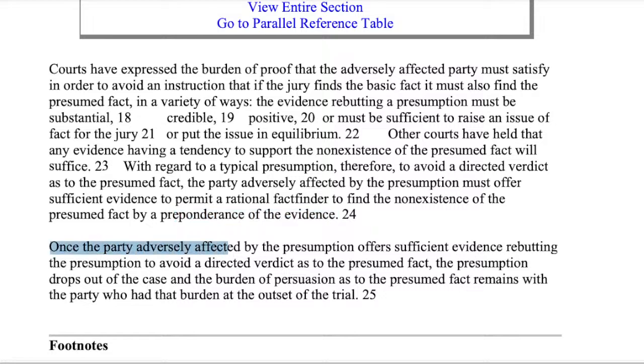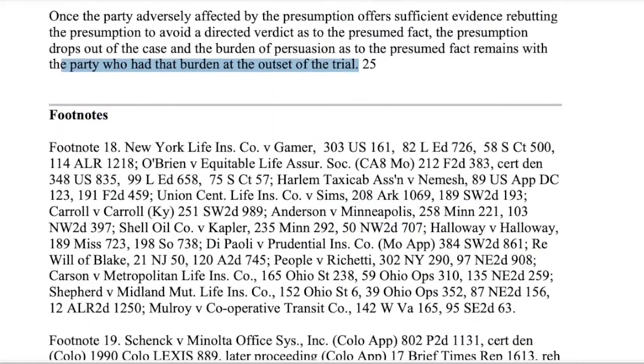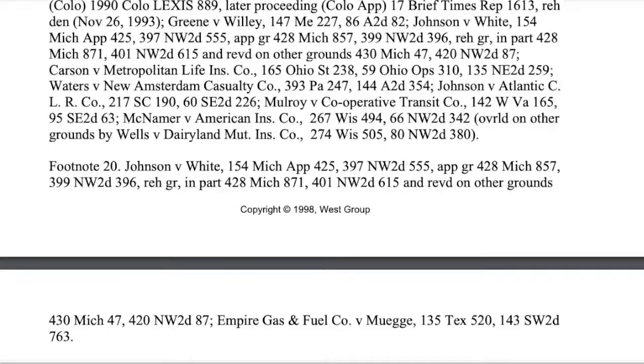Once the party adversely affected by the presumption offers sufficient evidence rebutting the presumption to avoid a directed verdict as to the presumed fact, the presumption drops out of the case and the burden of persuasion as to the presumed fact remains with the party who had that burden at the outset of the trial. Nice.